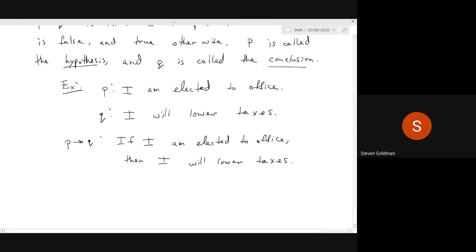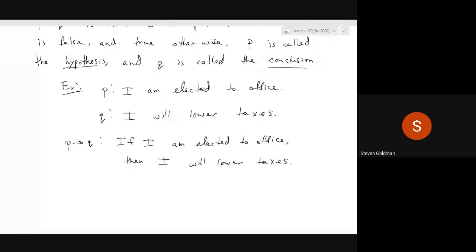Okay. Let's say P and Q are both false. So he's not elected to office and he doesn't lower taxes. Again, he didn't lie because he never broke his campaign promise. So the only time conditional statements are false is when P is true but Q is false. In any other case, the conditional statement would be true.